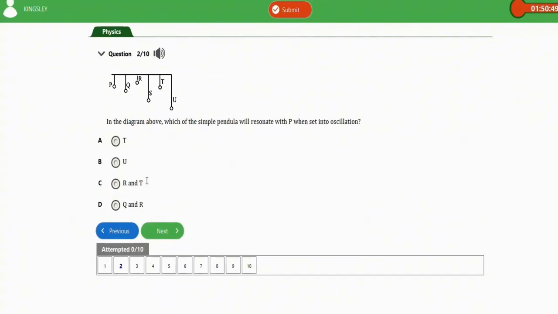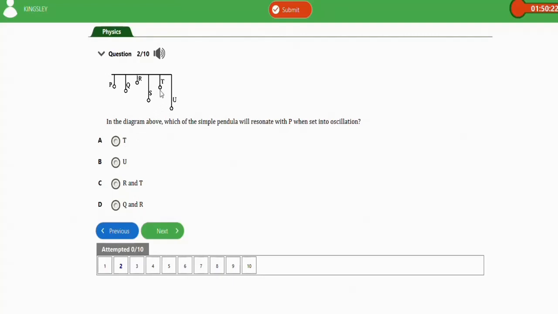So this one says, in the diagram above, which of the simple pendula will resonate with P when set into oscillation? Also take note of this particular question. This diagram, I have often seen it repeated as well. So for this particular question, the simple pendulum that will resonate with P when set into motion, the correct option is option A, which is T, the pendulum T.